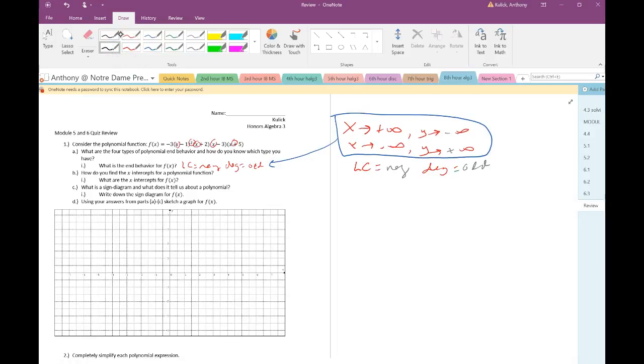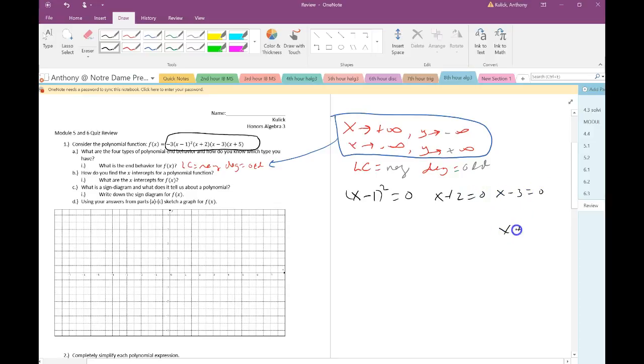Alright, so how do I find the x-intercepts for a polynomial? Well, I just take my polynomial in factored form and set each piece equal to 0. So in this case, I have x minus 1 squared equal to 0, x plus 2 equal to 0, x minus 3 equal to 0, and x plus 5 equal to 0. And you might have asked what happened to negative 3. Well, if I set negative 3 equal to 0, I get no solution from that part, so I just ignored it.